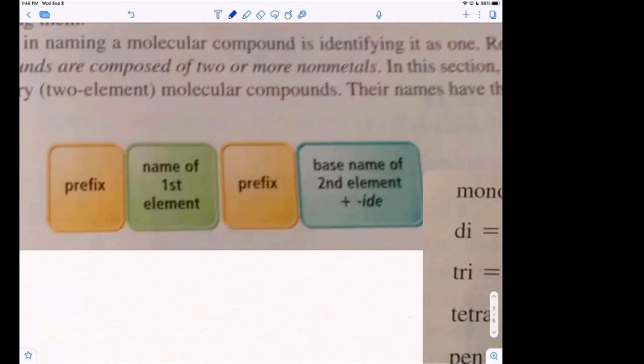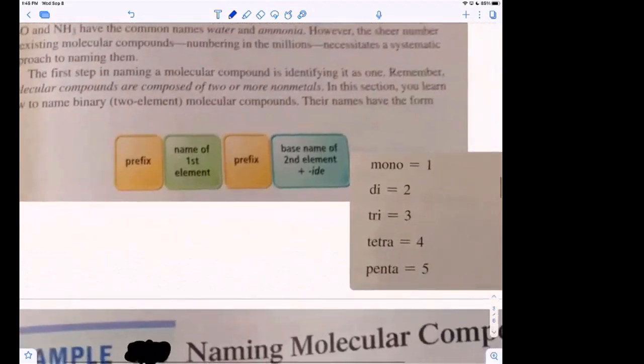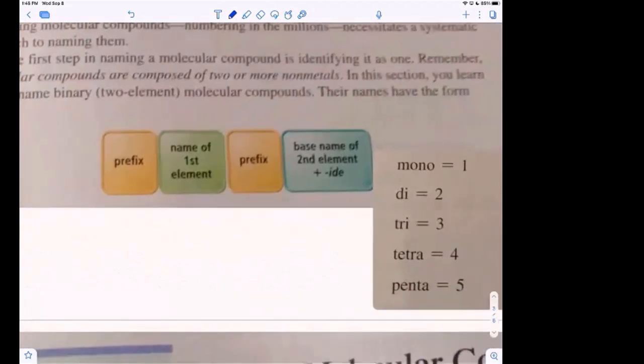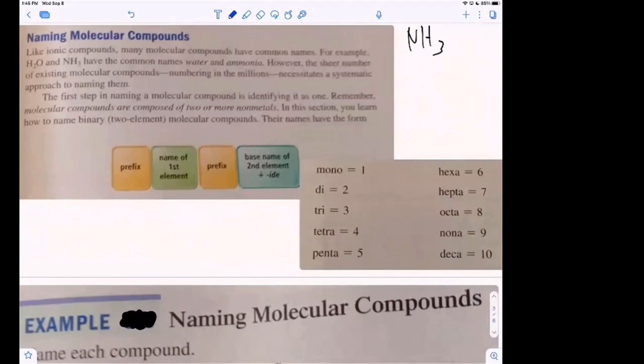So the prefixes are: mono is 1, di is 2, tri is 3, tetra 4, penta 5. And does it have more in there? Okay, there we go. Hexa 6, hepta 7, octa 8, nona 9, deca 10.